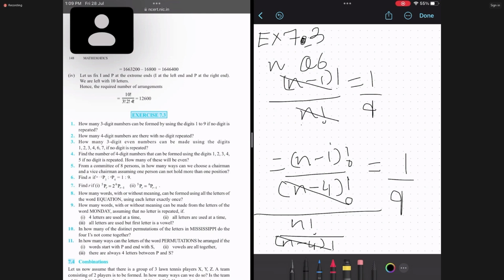This gets cancelled. What is left is n. So 1 over n equals 1 over 9. Cross multiplying, we have n equal to 9. Right, and that is our answer. It's a very straightforward question. You just had to expand the nPr formula and take out the factorials common, and you'll be able to find the answer. Pretty straightforward.